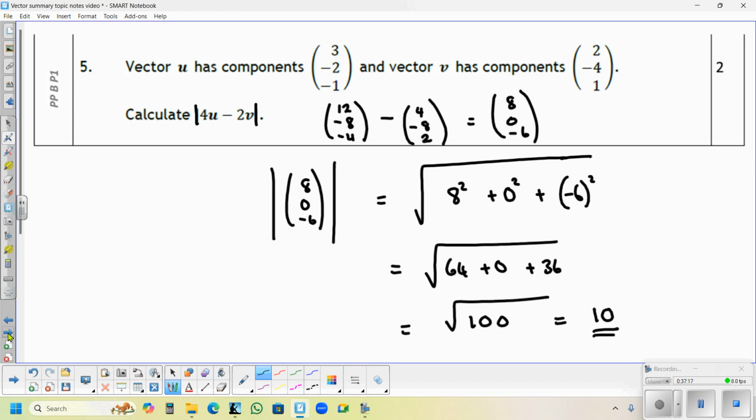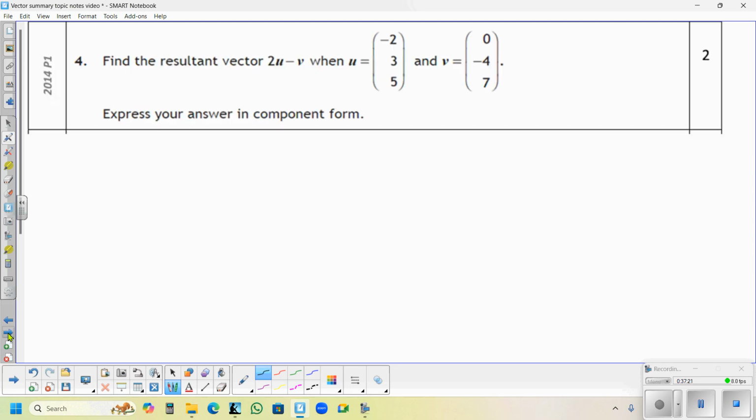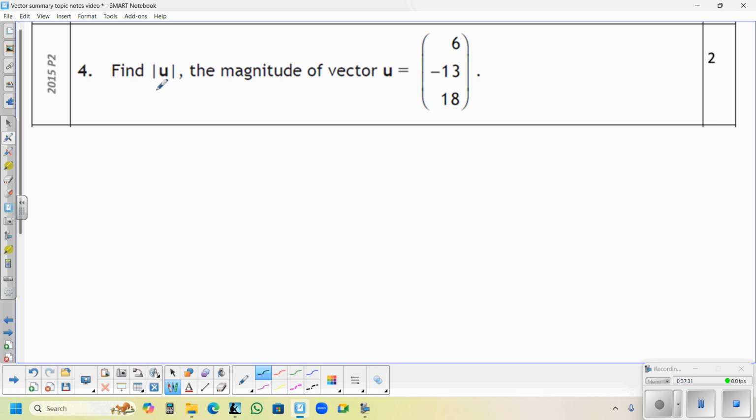Okay, there's a few like that, and I'll just go through them, but I'm not going to do them all because they're all the same. That next one, find the resultant vector of 2u, so 2 lots of that, and take away one of them. Express your answer in component form. You don't even need to do magnitude for that one, so easy. That one there, you do have to find the magnitude of that vector. So the magnitude is the square root of 6 squared, plus minus 13 squared, plus 18 squared.